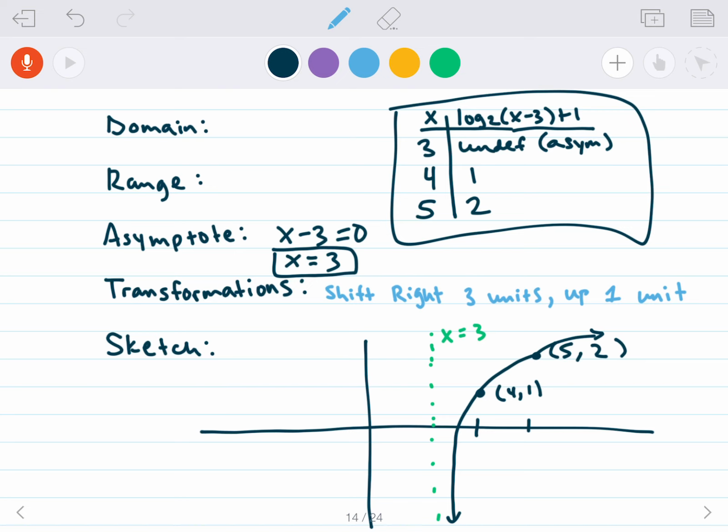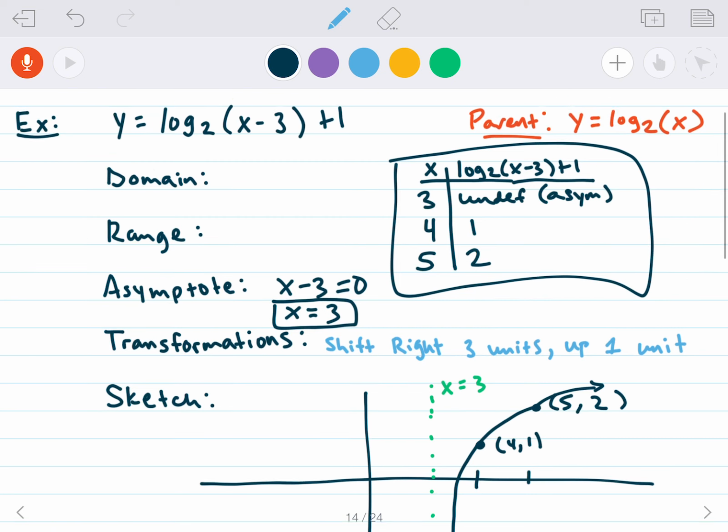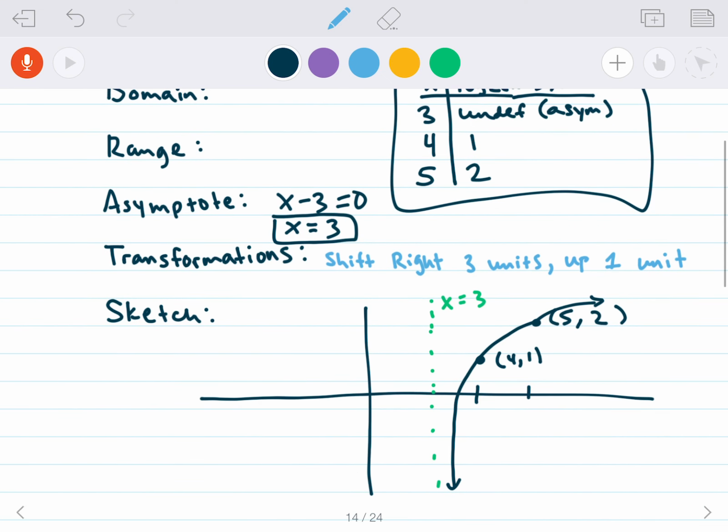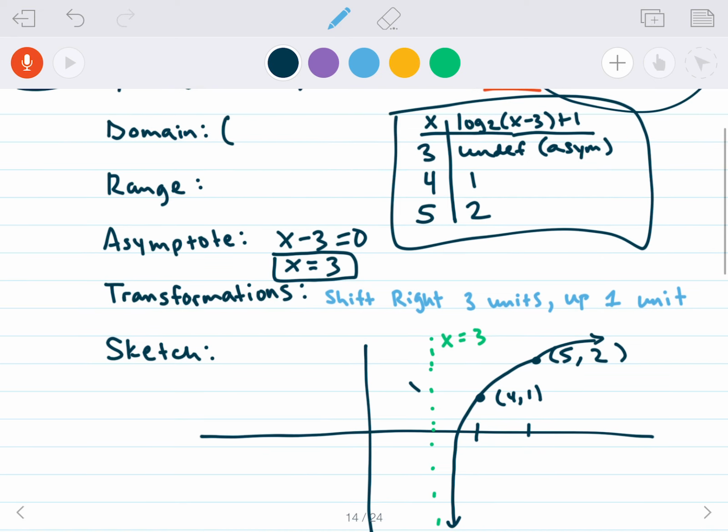So that's my sketch. And what's the domain and the range going to be? Well, when I shifted it horizontally, I moved the asymptote. The asymptote of the parent function is simply at x equals 0. But since I shifted it to the right 3 units, the asymptote is now at x equals 3. And therefore, the domain starts at x equals 3, but not including it, and includes all of the x values after that. So our domain is from x equals 3 to infinity. Range is still the same: negative infinity to positive infinity. How far down to how far up does this thing go?